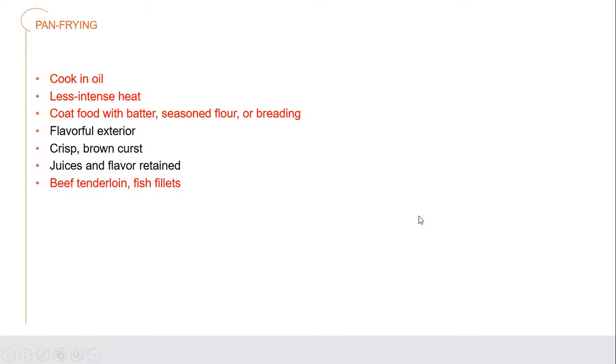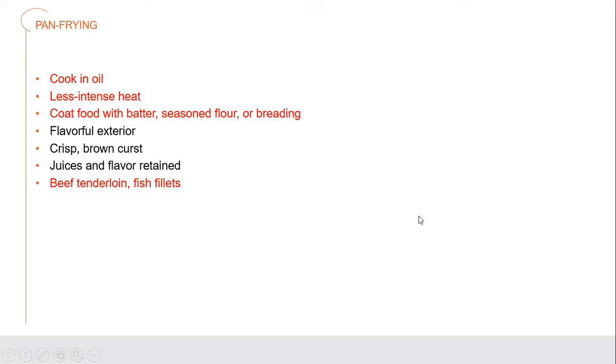Pan frying. This will be where we're going to be cooking in oil. So this is going to be frying, but on a shallow basis. With this, we're going to be using a less intense heat. We don't want to hit the smoking point of oil, if we're starting to use an actual level of oil in our frying pan.